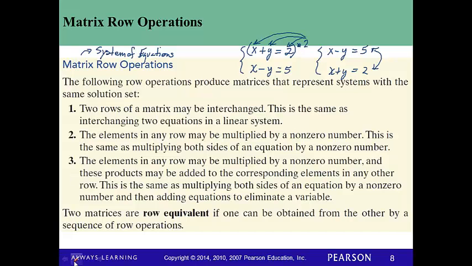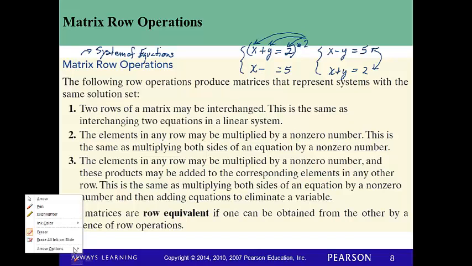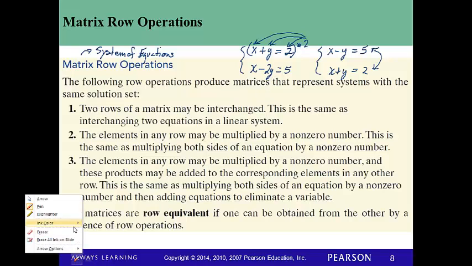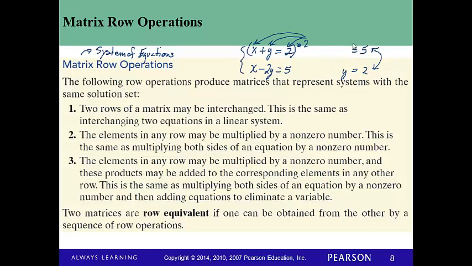So let me erase a little bit. Let's make this a 2y. And let me move this out of my way for a second. So the third tells us that we can multiply any element by a non-zero number and then add it to the corresponding element in any other row. So I can multiply the top equation by 2, and I get 2x plus 2y equals 4. And then I can add it to the second equation, right?